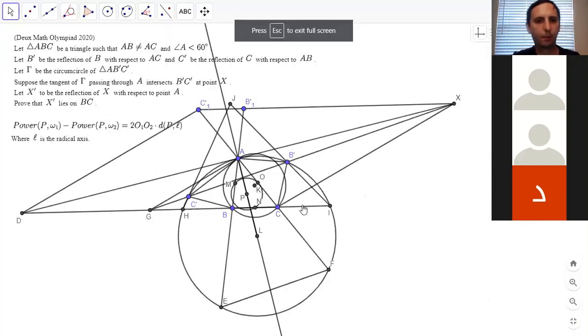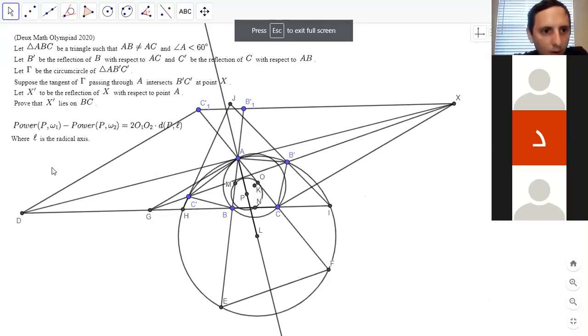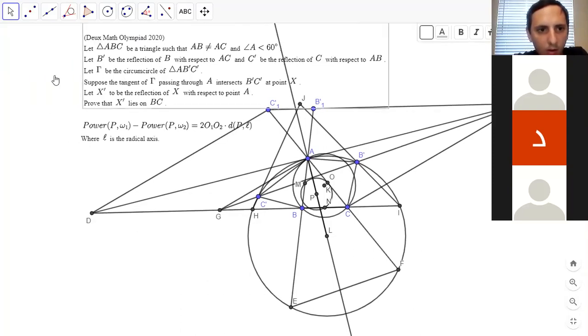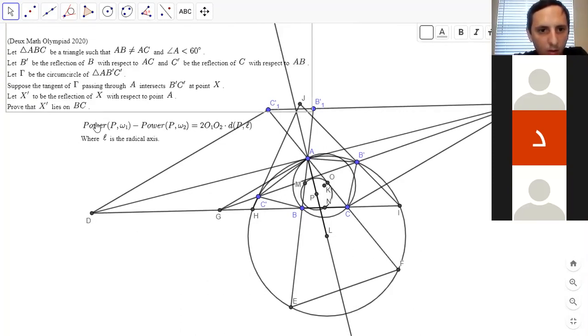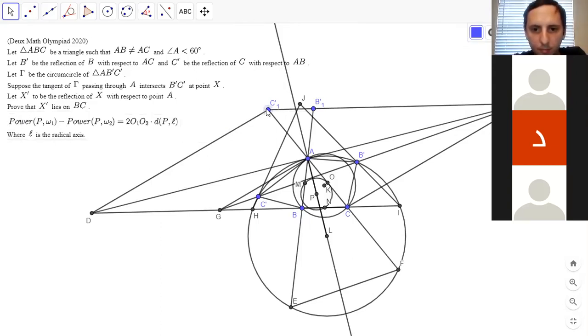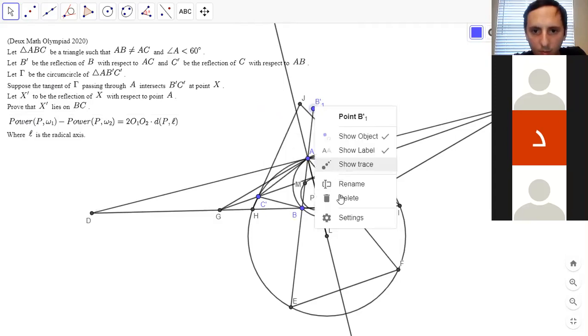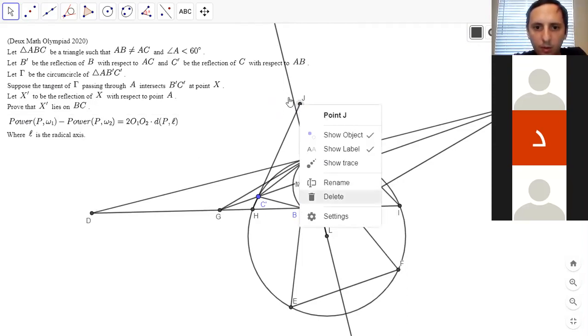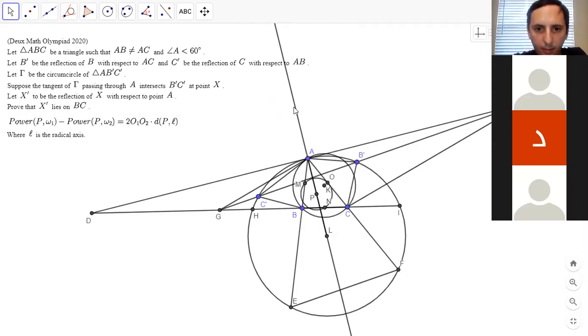So what's your solution? We all know that if XA is the tangent of the circle AC'B', then XB' over XC' is equal to AB' squared over AC' squared, right? All right, hold on one sec, let me write it out.